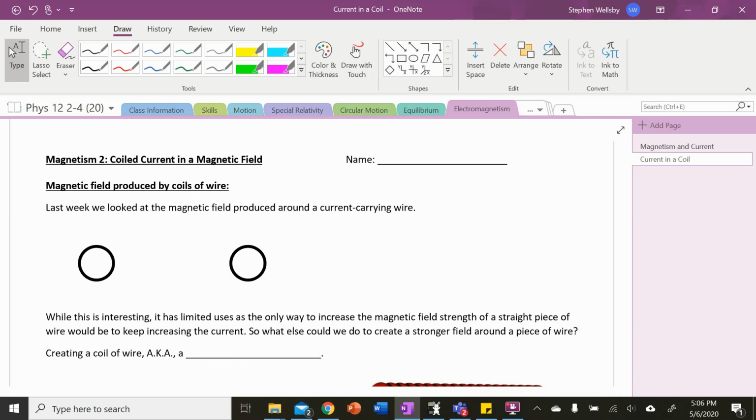So today we're going to change it up a little bit. It's very similar in concept to what we talked about last week, but now we're talking about having a wire that's in a coil. So when we looked at the current carrying wire last week, we saw 2 scenarios.